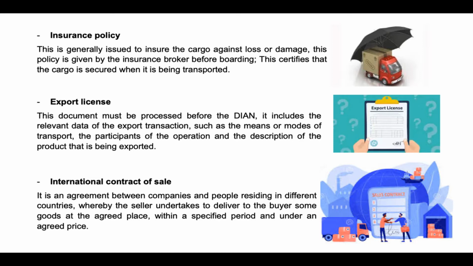International contracts of sale. It is an agreement between companies and people residing in different countries, whereby the seller undertakes to deliver to the buyer some goods at the agreed place within a specific period and under an agreed price.